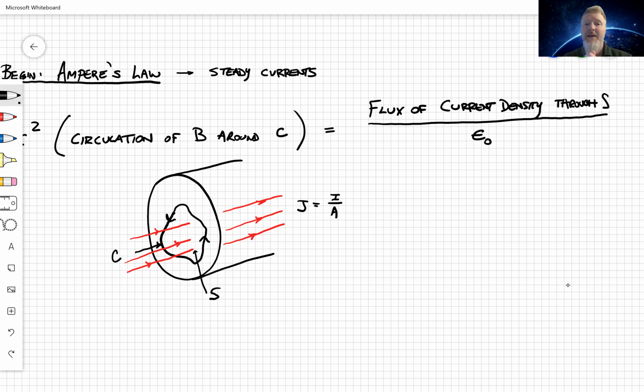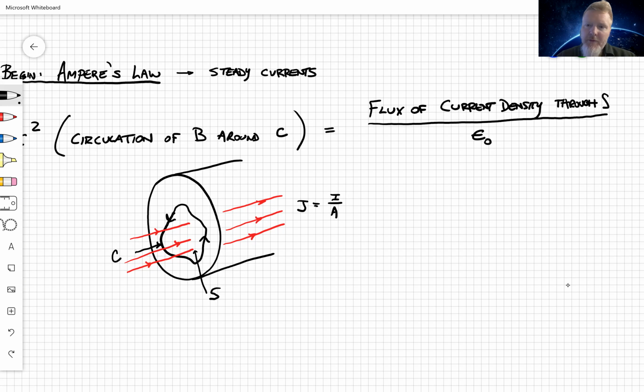You see, this is why I like epsilon naught. I don't use mu naught. You'll see this law written with just circulation of B around C equals mu naught times flux of current density. But I mean, that's fine. That's the kind of modern way of doing it. As I said, I like the parallels that epsilon naught has with this. This looks really a lot like Gauss's law, the way I've written it here.